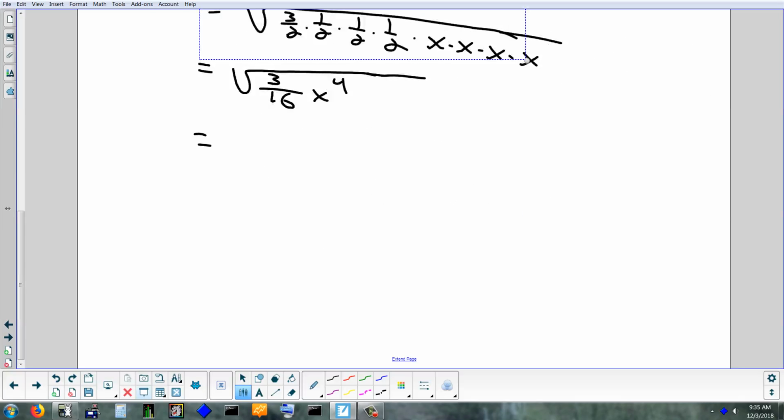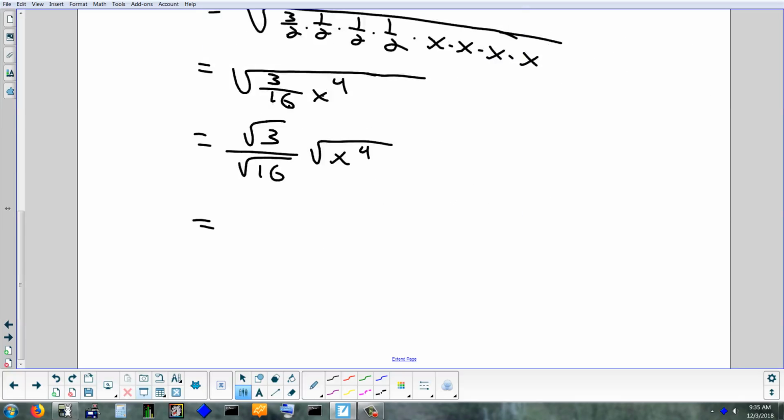When we take the square root, we do each one of those 3 things separately. Square root of 3, square root of 16, square root of x to the 4th. 2 out of 3 of those will simplify. The square root of 3 doesn't. That just stays the same. How about the square root of 16? 4, because 4 times itself is 16.